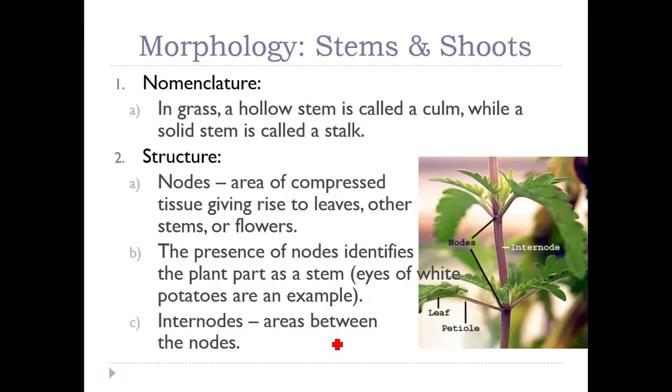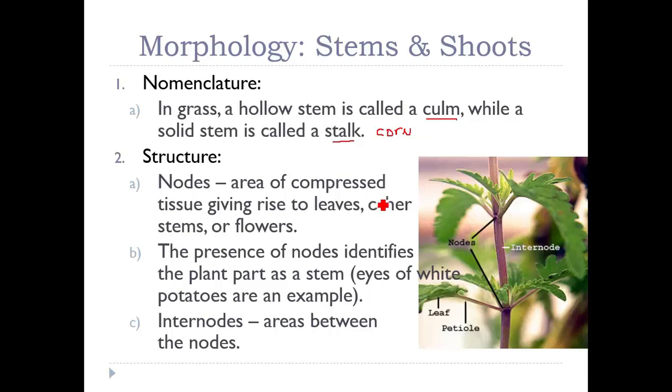Stems and shoots, a little bit about nomenclature here. In grasses, in the family Poaceae, a hollow stem is called a culm. A hollow stem would be something like a wheat stem, for example, or a rice stem. They even call wheat stems straw when it's been harvested. So it's a hollow stem. A solid stem is called a stalk. This would be a type of stem you would see in corn, a corn stalk. We use that term when we're talking about corn.